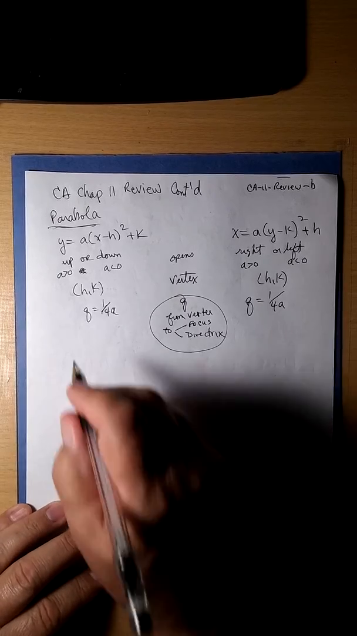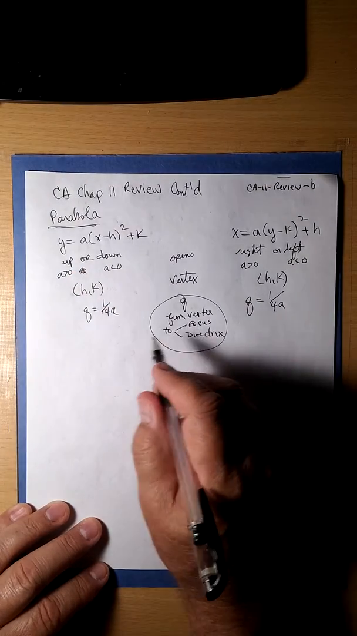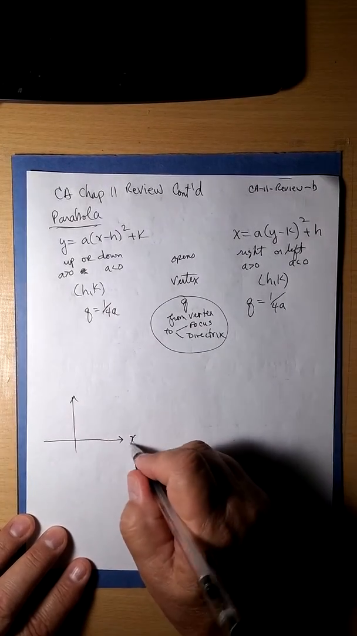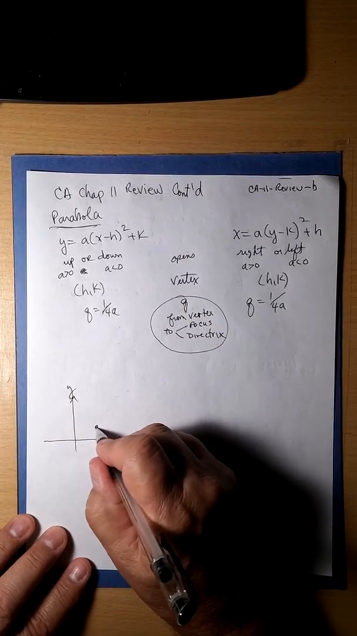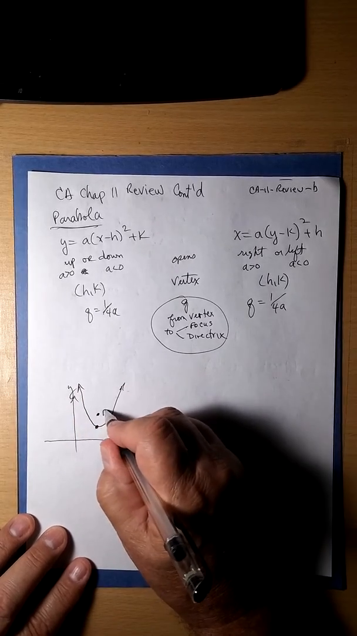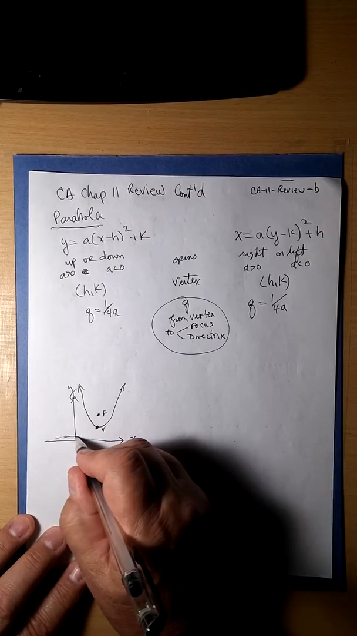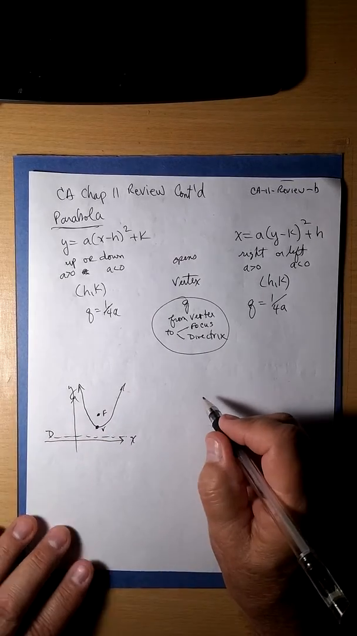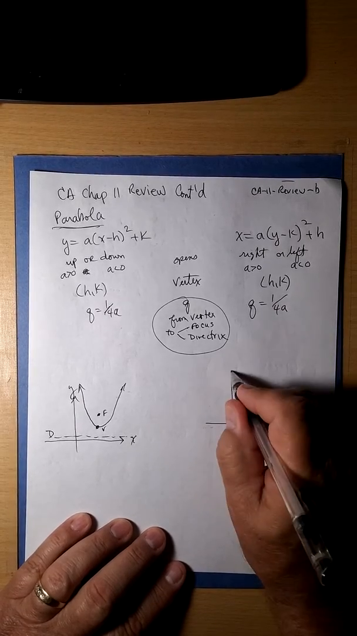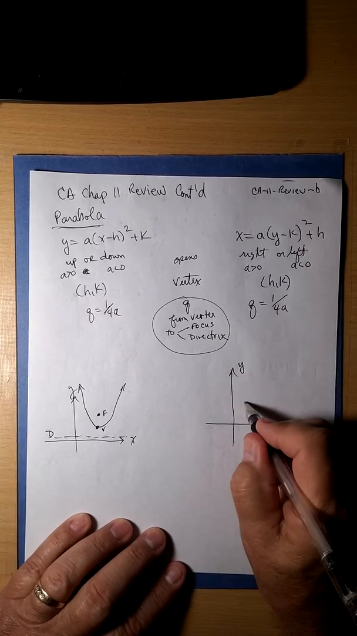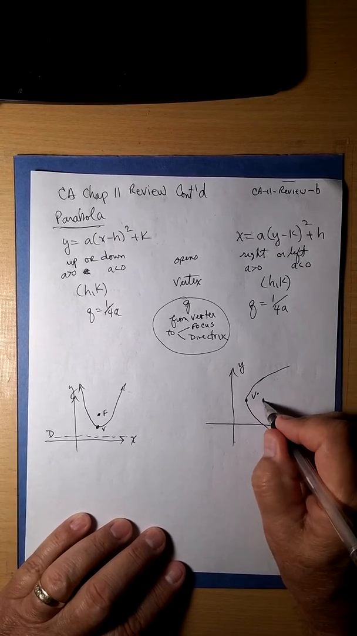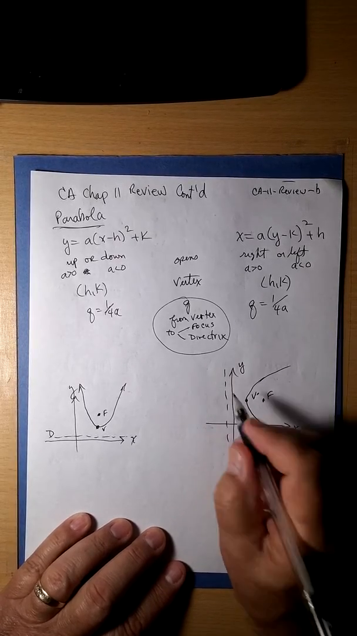We can always find, for this one, let's suppose it opens up: the vertex, the focus, and the directrix. For this one, x and y, here's the vertex and the focus, and we'll say the directrix is here.